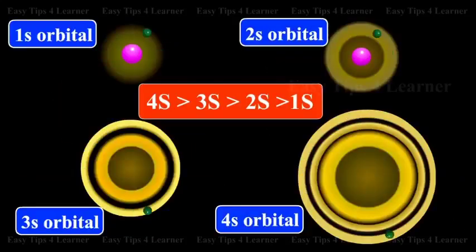It is also observed that the size of the s orbital increases with increase in n. That is, the size of the 4s orbital is greater than that of the 3s orbital, which is greater than that of the 2s orbital, which is greater than that of the 1s orbital. And the electron is located further away from the nucleus as the principal quantum number increases.